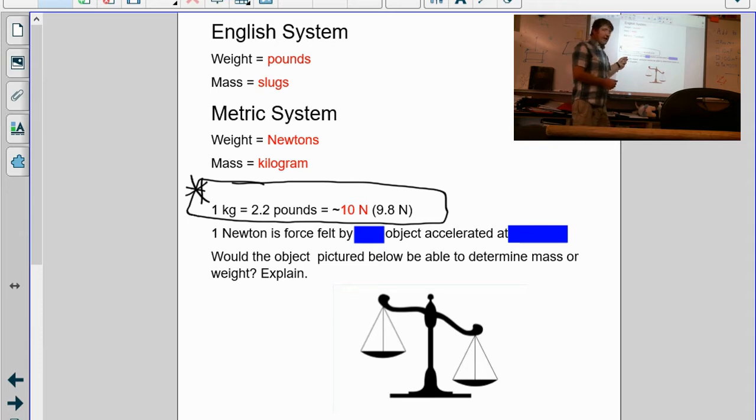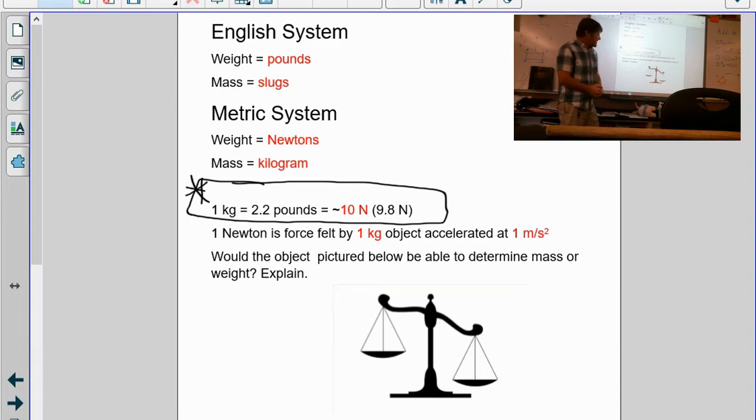So again, we talked a little bit before about how a newton is a kilogram meter per second squared. What does that mean? So 1 newton is the force felt by a 1 kilogram object that is accelerated at 1 meter per second squared. Okay, so if I have a 1 kilogram object that is accelerated at 1 meter per second squared, the force it would feel is 1 newton.